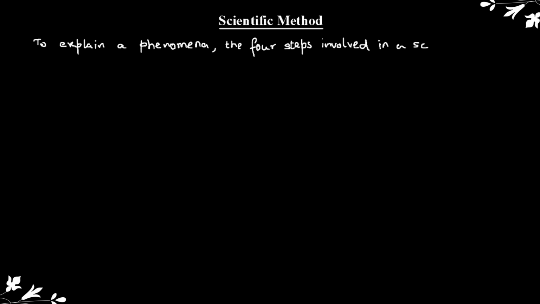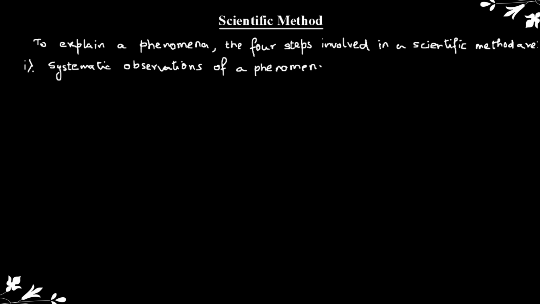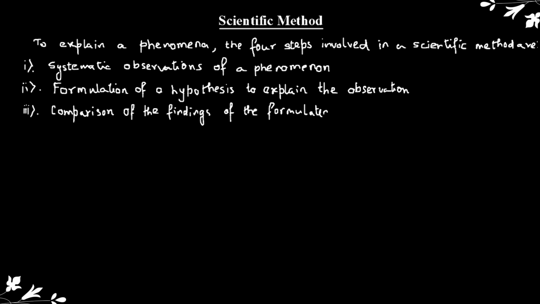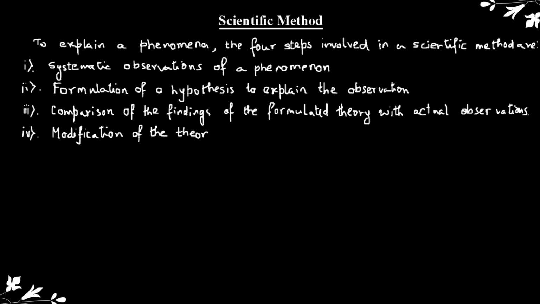Scientific method. To explain a phenomenon, the four steps involved in the scientific method are: number 1, systematic observation of a phenomenon; number 2, formulation of a hypothesis to explain the observation; number 3, comparison of the findings of the formulated theory with actual observations; number 4, modification of the theory if necessary.